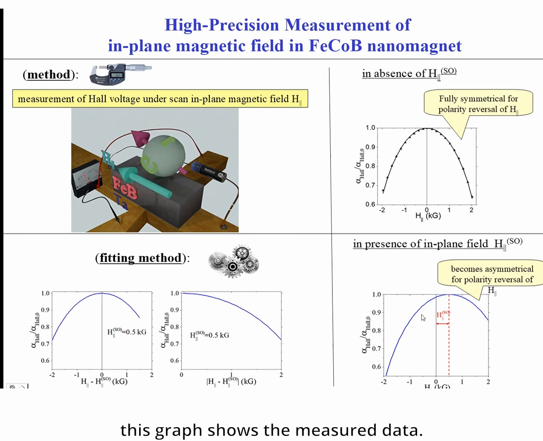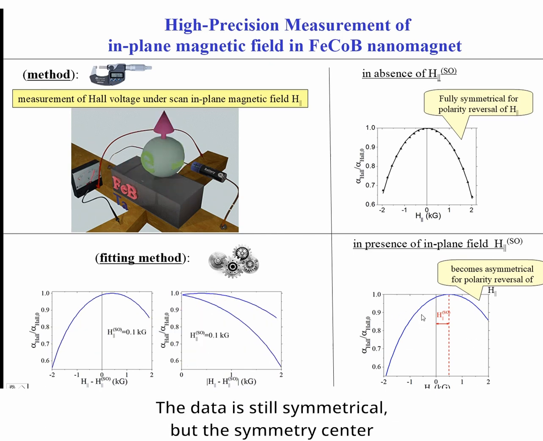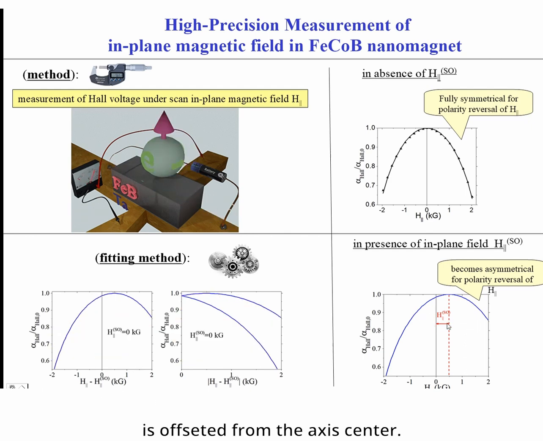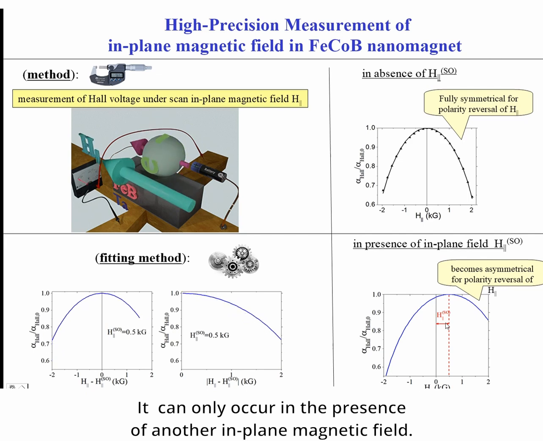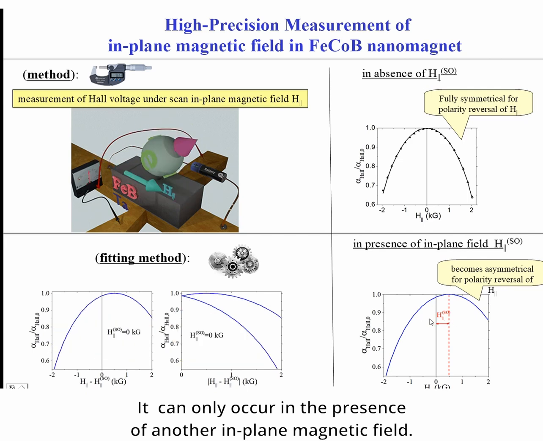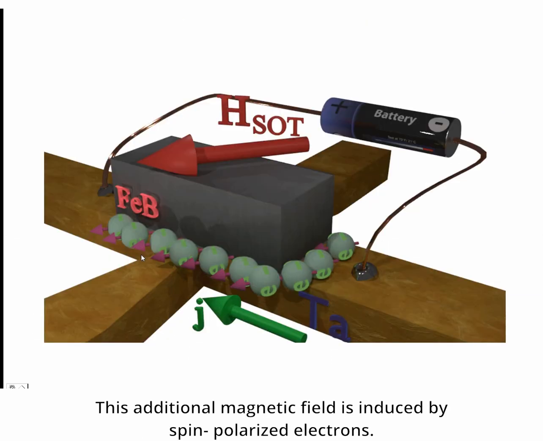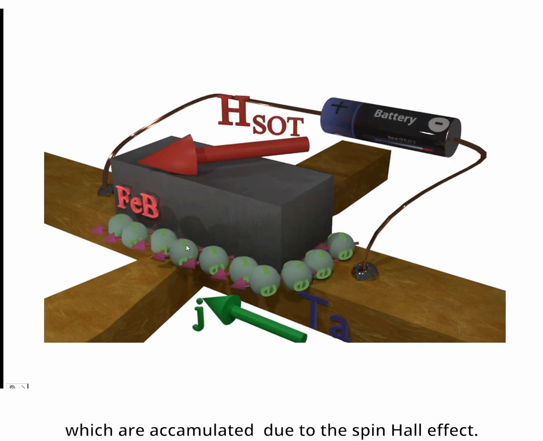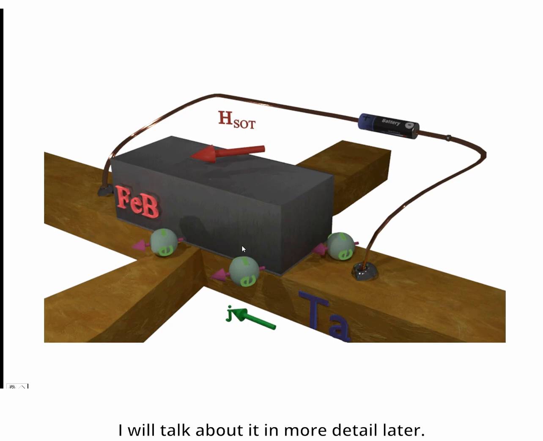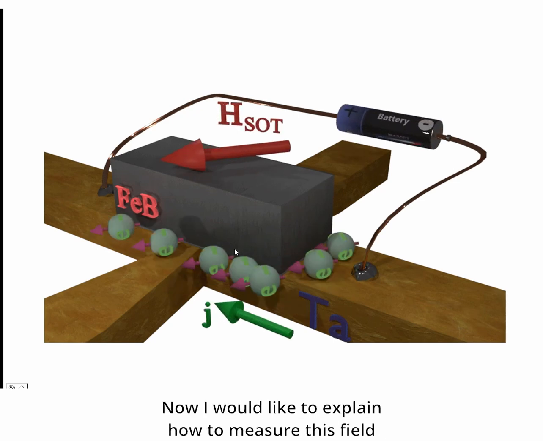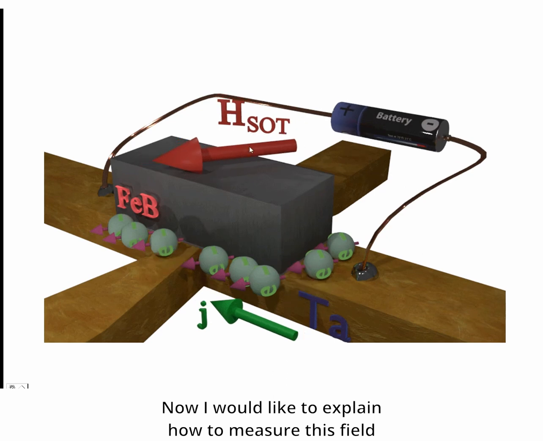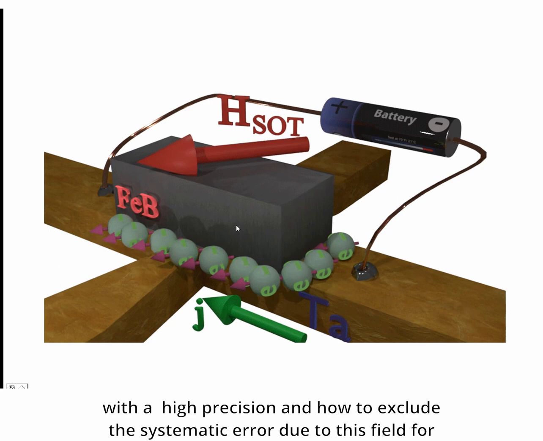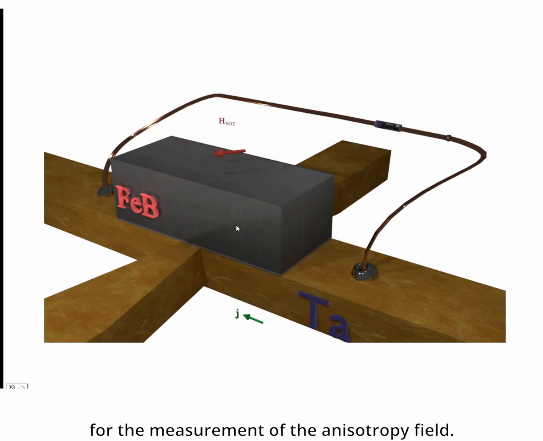This graph shows the measured data. The data is still symmetrical, but the symmetry center is offset from the center. It can only occur in the presence of another in-plane magnetic field. This magnetic field is induced by spin-polarized electrons, which are accumulated due to the spin-Hall effect. I will talk about it in more detail later. Now, I would like to explain how to measure this field with high precision and how to exclude the systematic error due to this field for the measurement of the anisotropy field.